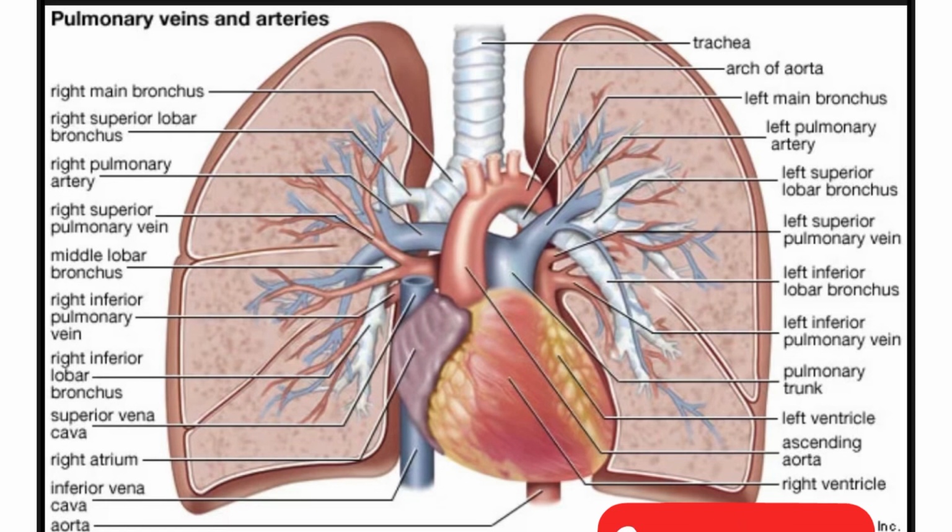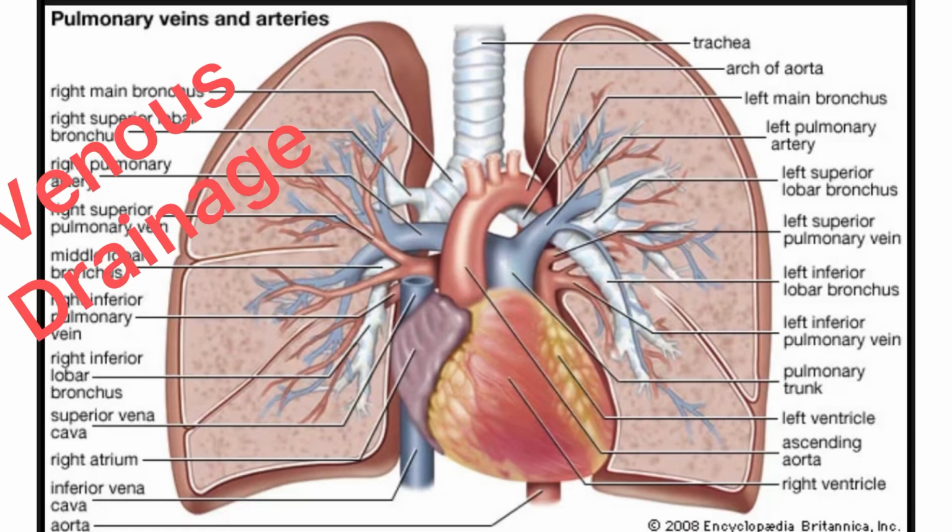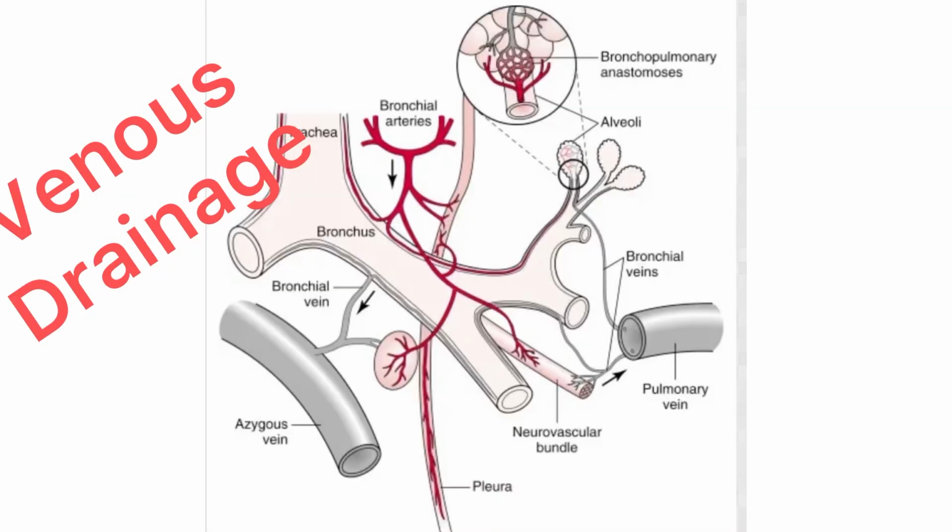Deoxygenated blood is brought to the lungs by the two pulmonary arteries, okay? And oxygenated blood is returned to the heart by the four pulmonary veins, which are the right and the left superior pulmonary veins and the left and the right inferior pulmonary veins, for both the left and the right lungs, as you can see, respectively. So let's talk about the venous drainage of the lungs.